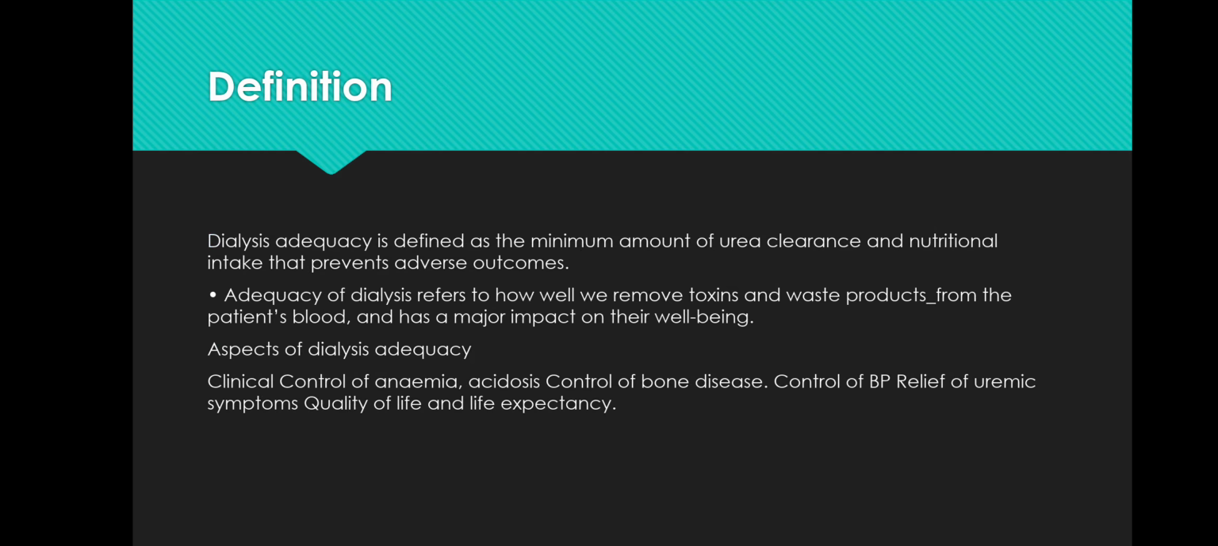Next, we will discuss the definition of hemodialysis adequacy. Dialysis adequacy is defined as the minimum amount of urea clearance and nutritional intake that prevents adverse outcomes. The adequacy of dialysis refers to how well we remove toxins and waste products from the patient's blood and has a major impact on their well-being. The aspects of dialysis adequacy mean clinical control of anemia, then acidosis, control of bone disease. Next is control of blood pressure, relief of uremia symptoms, quality of life and life expectancy.